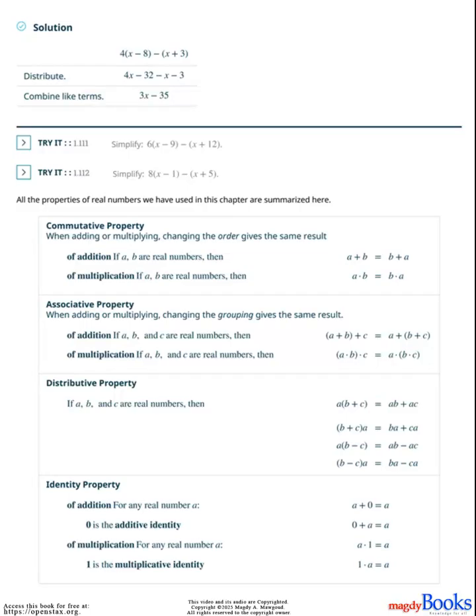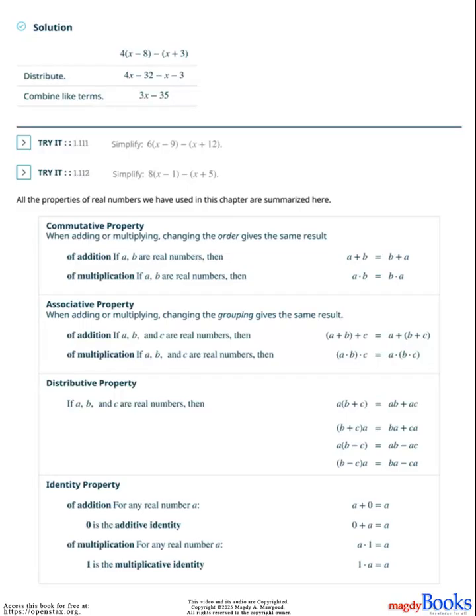All the properties of real numbers we have used in this chapter are summarized here. A. Commutative property. When adding or multiplying, changing the order gives the same result. 1. Of addition. If a, b are real numbers, then a plus b equals b plus a. 2. Of multiplication. If a, b are real numbers, then a dot b equals b dot a.